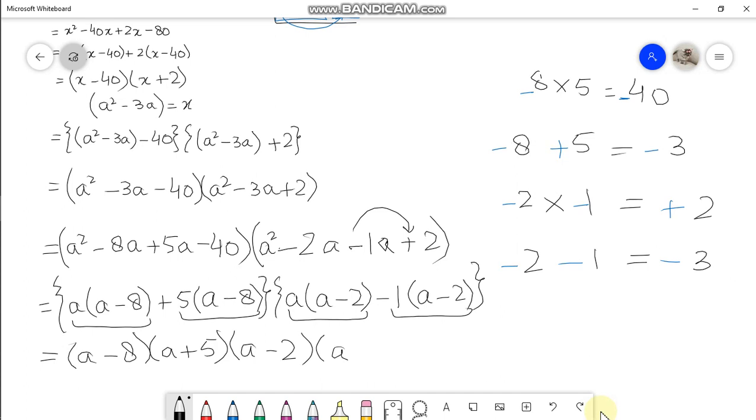Now if you want to arrange the brackets as given in the answer in the book, you can arrange them, and then it will be the answer.